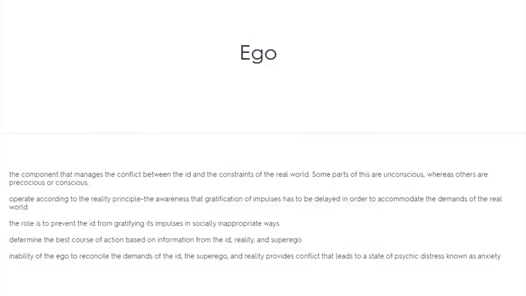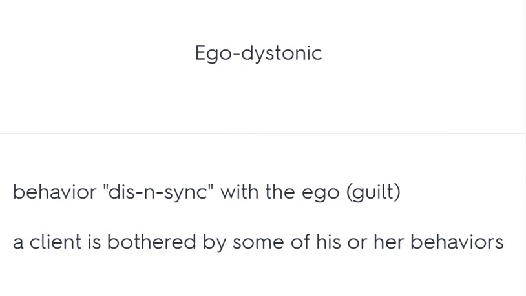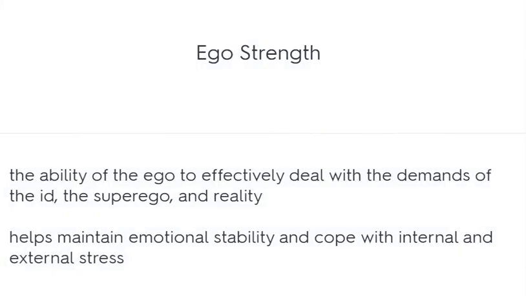Ego. Egosyntonic. Behaviors in sync with the ego. The ego is comfortable with its conclusions and behaviors. Ego-dystonic. Behavior out of sync with the ego. A client is bothered by some of his or her behaviors. Ego strength. The ability of the ego to effectively deal with the demands of the id, the superego, and reality helps maintain emotional stability and cope with internal and external stress.